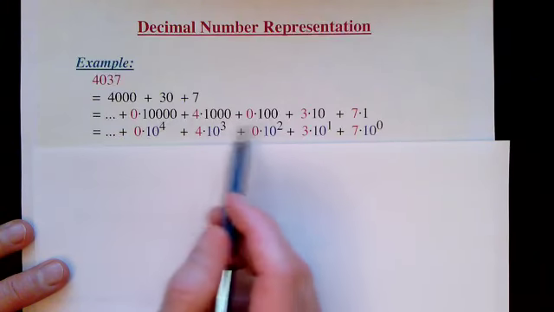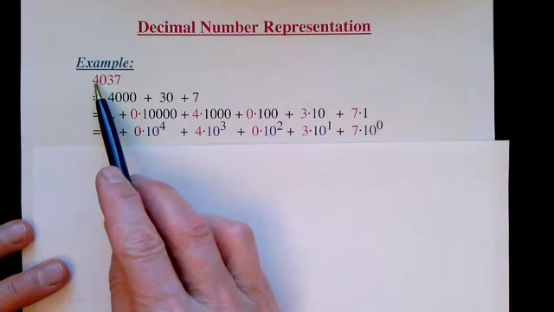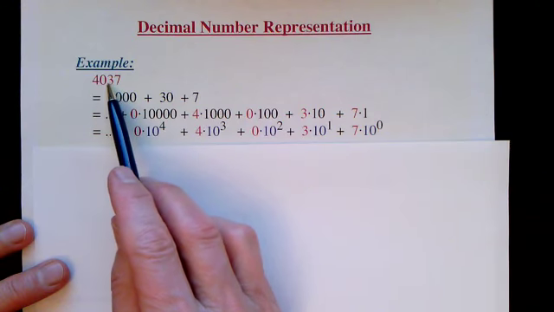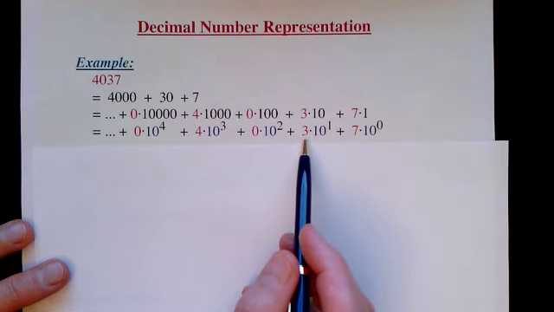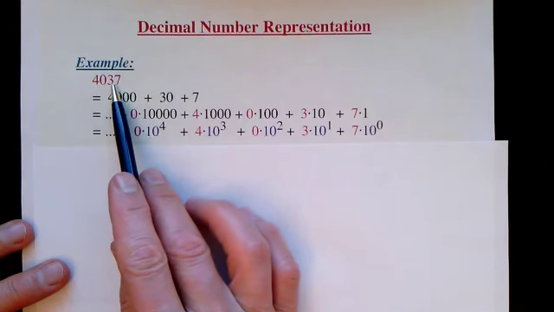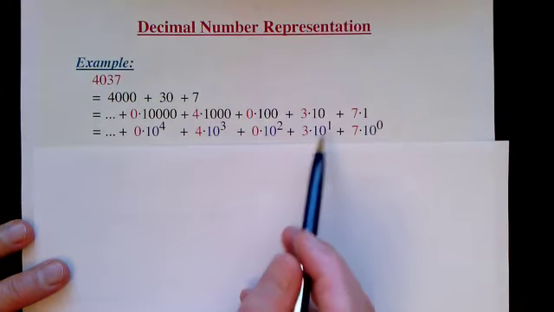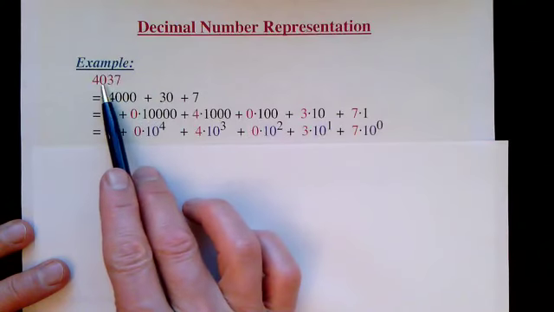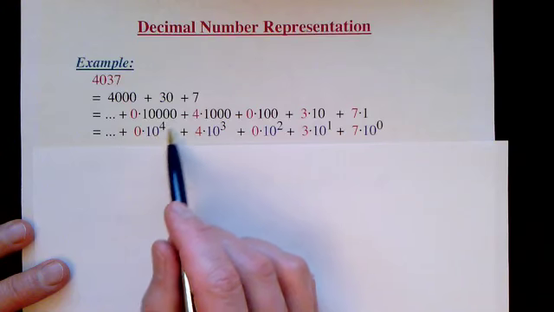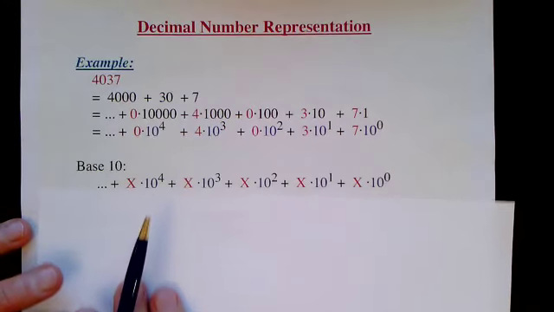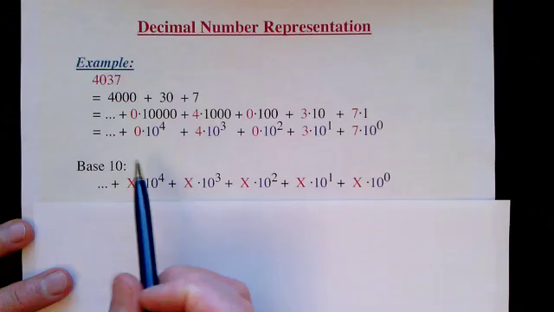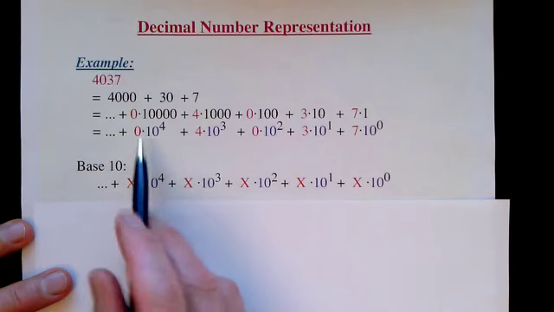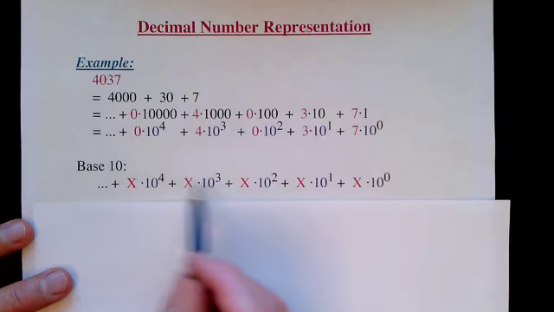So we see that what we're doing is we're taking these individual digits, not 4,000 but just a 4, not 3 tens but just a 3, and we're multiplying them by some power of 10 depending on where they're located. The 3 is located here, so we're multiplying it by 10 to the first. If the 3 were located someplace else, we'd be multiplying it by a different power of 10. So in general, when we have a base 10 number, we perform this kind of computation to find out what value it really is.